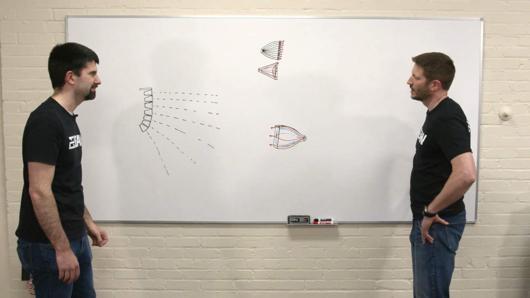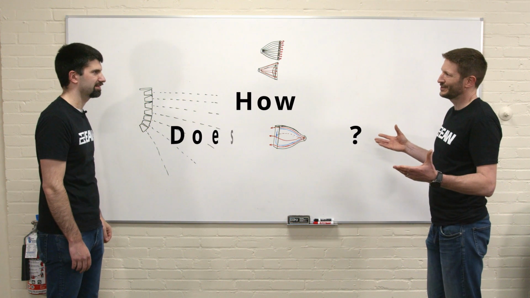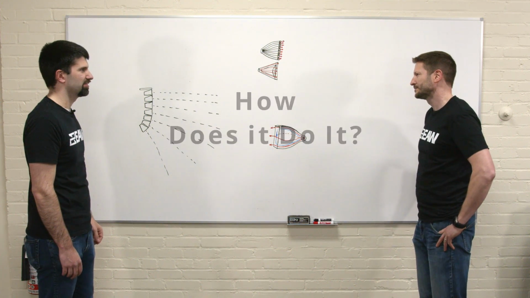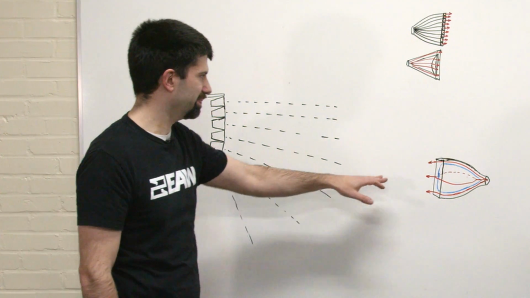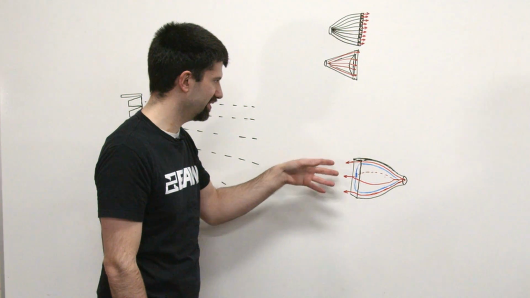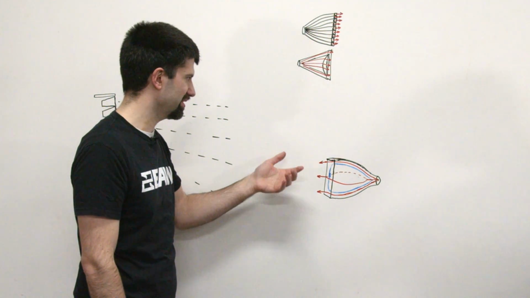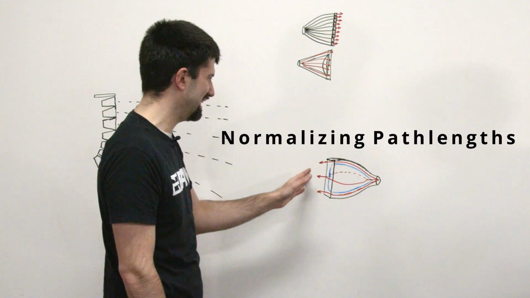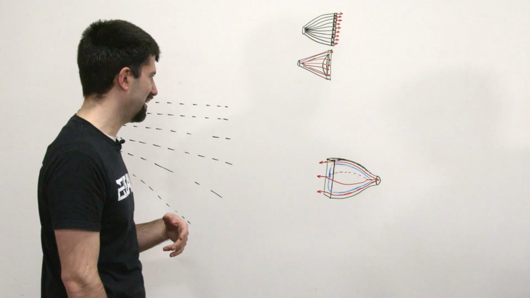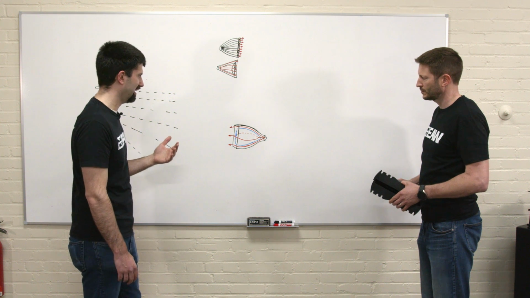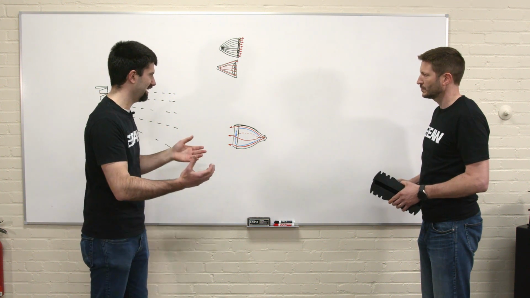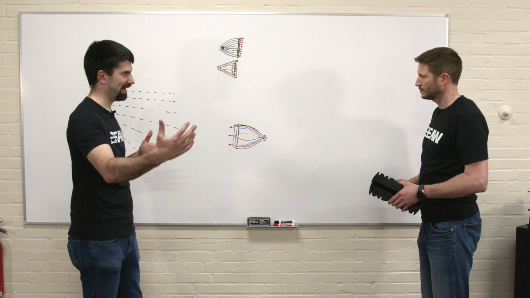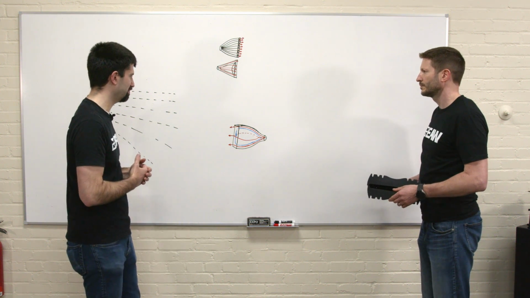Okay, so that begs the next question, and that is, how is it doing this? How is it accomplishing that? Sure, so here's a simple drawing of EAW's isophasic waveguide. It's normalizing the path lengths from the entrance to the exit of the waveguide. You can think of this as replicating a much deeper horn that would extend actually past the back of the loudspeaker enclosure itself.